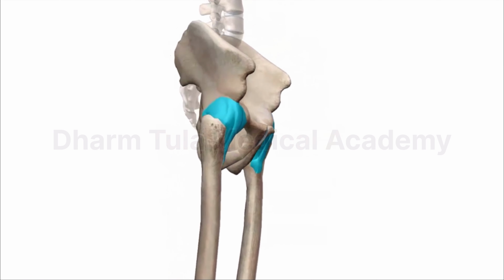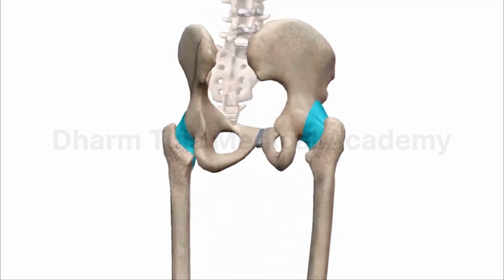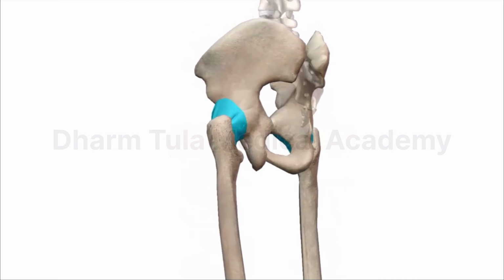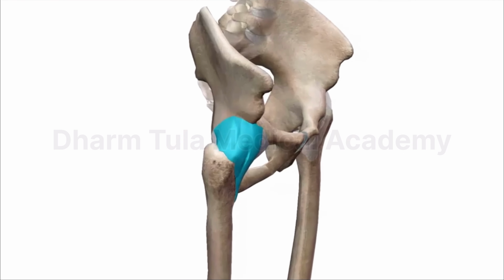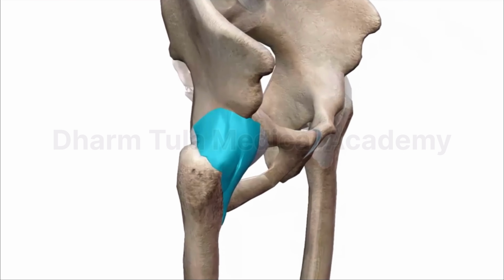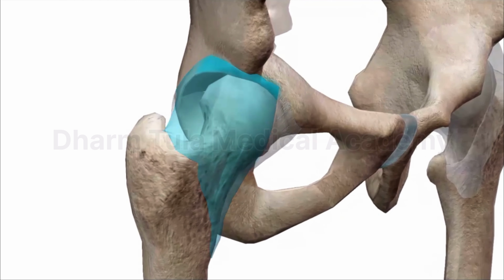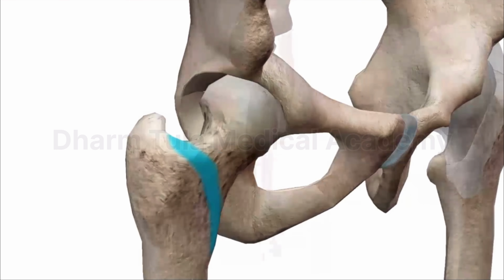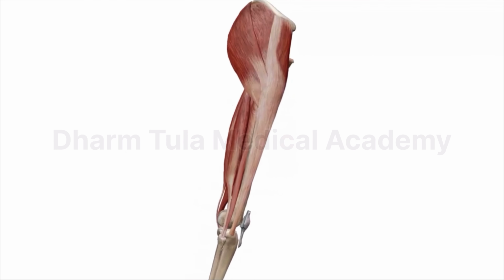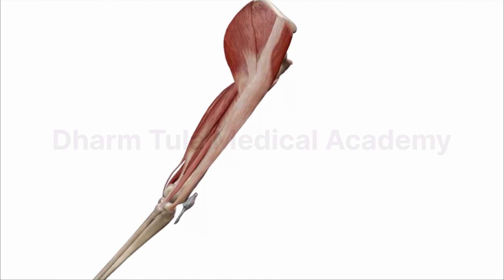The FA joint is secured by a strong joint capsule comprised of three capsulo-ligamentous structures. The Y-shaped iliofemoral ligament reinforces the FA joint anteriorly. It originates from the anterior inferior iliac spine and proximal acetabular rim and attaches distally to the intertrochanteric line. It prevents hyperextension of the femur and is the strongest ligament in the body.